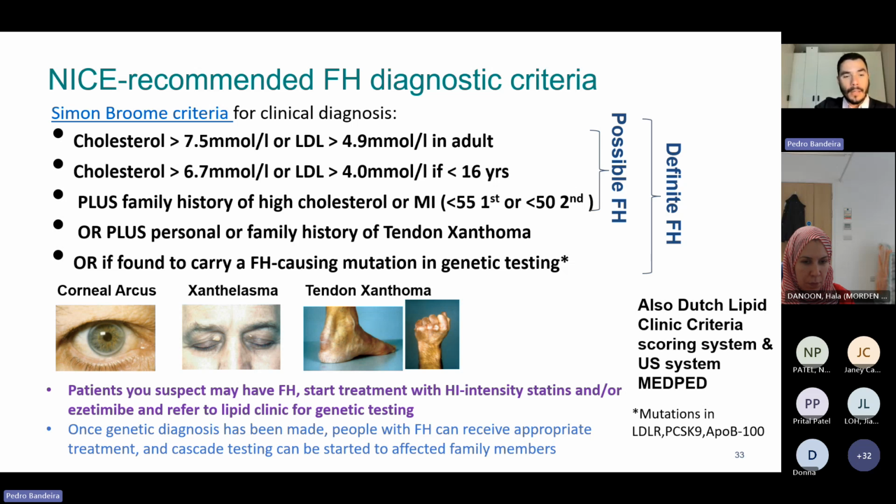So the key takeaway here is that if you suspect they have FH, start treatment with a high intensity statin as soon as possible, and then refer them to the lipid clinic. Once the diagnosis is made, we'll be able to screen all the family members as well for the same condition.